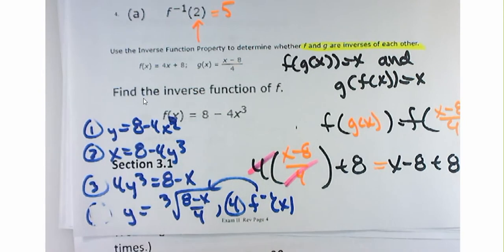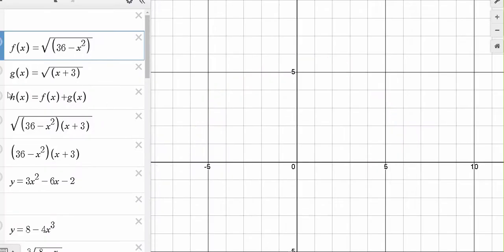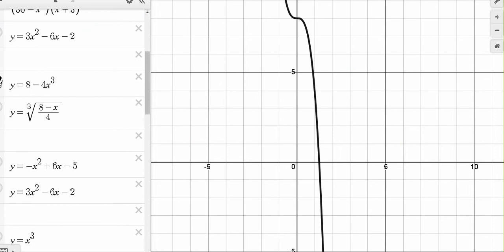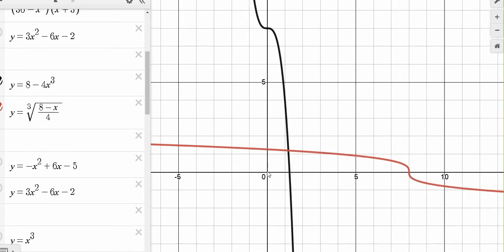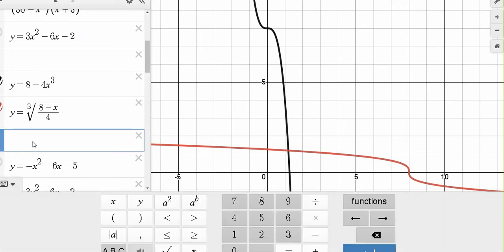Now, as far as the graphs are concerned, let's take a look here. Let me shut that one off. Here's the graph of the function. Here's the graph of the inverse. Let me just square these up. What you should see is that these are mirror images of each other around the line y equals x. So if I type in y equals x here, bam, they're mirror images.